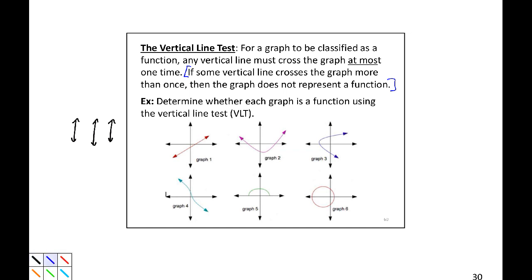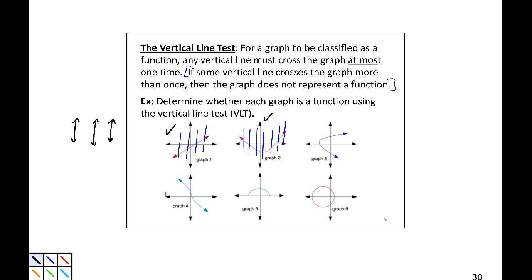Well, this first one, I could try to draw vertical lines, and I don't think I'm ever going to be able to cross that brown graph more than once. So this one is a function. I'm going to put a big check here for yes, and an X for no. Now, with my next one, graph 2, I'm going to draw a bunch of vertical lines, and I can't seem to cross it more than once, so this one is a function.